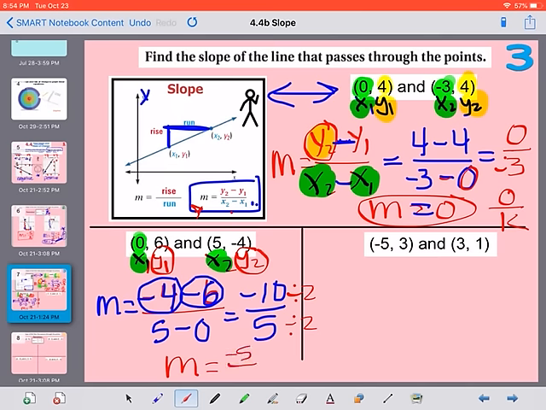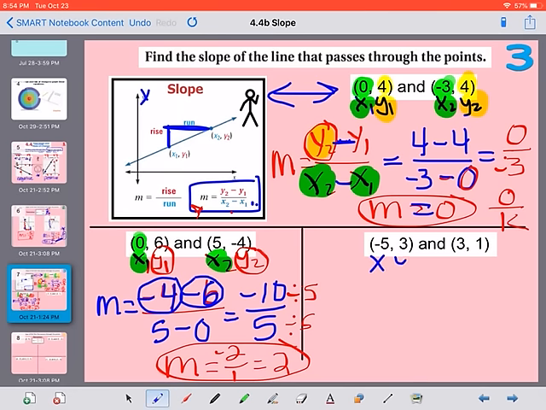Oh my goodness, you guys. I made a mistake. They're not both divisible by 2. I was giving you the answer. They're both divisible by 5. 10 divided by 5 is 2, and it's negative. 5 divided by 5 is 1. So 2 over 1, or just 2. All right, let's keep going.